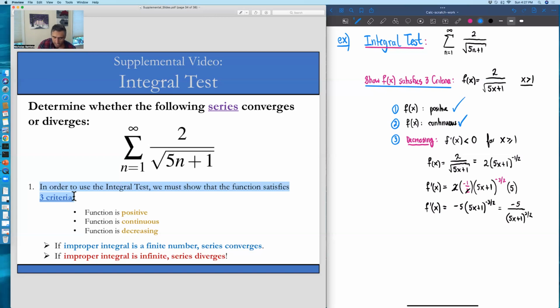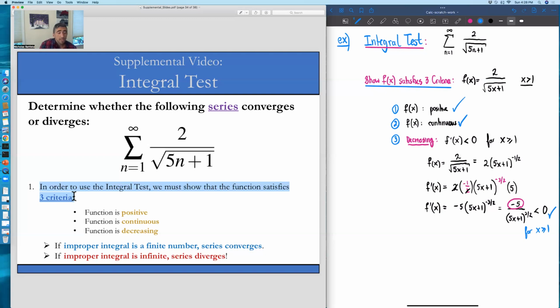And now if we take a look at this, any x value that we put into that denominator, that quantity is always going to still be a positive number. So really, the thing that's making this entire derivative negative is the fact that in that numerator, we have a minus 5. So in this case, this derivative is always going to be negative for any x value greater than or equal to 1. All right, so in this case, we've checked that this function's also decreasing.